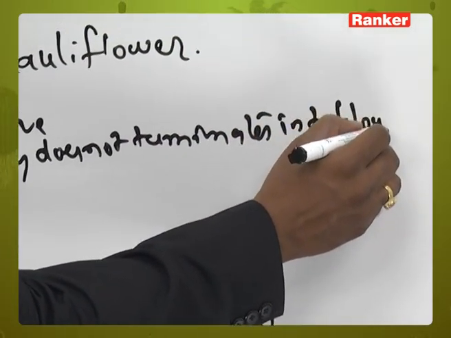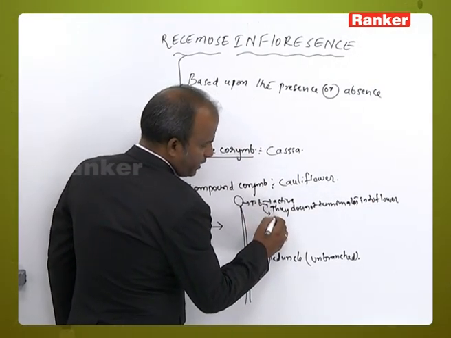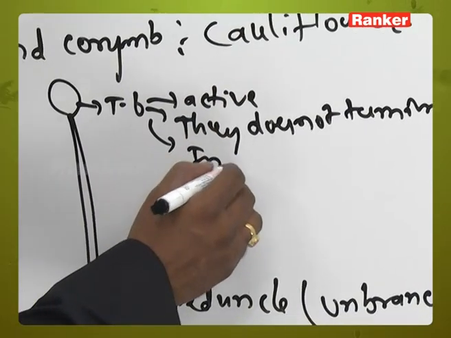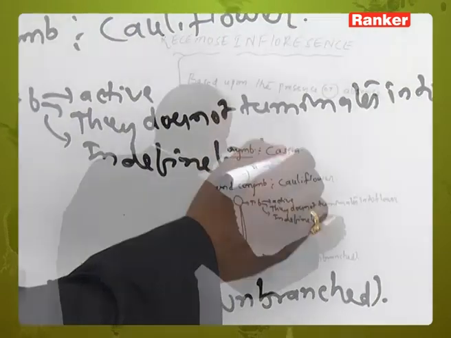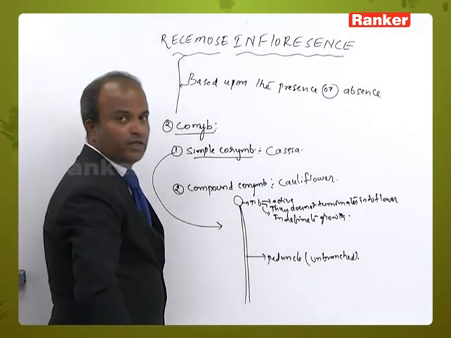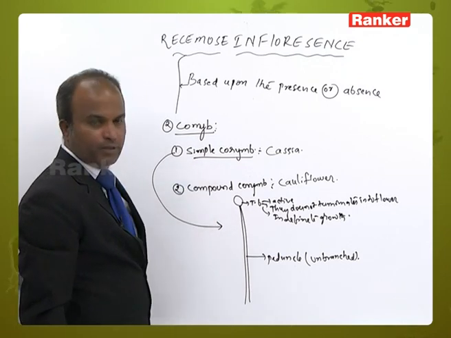Which one? Means flower. Whether they are showing definite or indefinite growth, they are showing indefinite growth. They are showing which growth? Indefinite growth. And on this simple corymb, what happens?